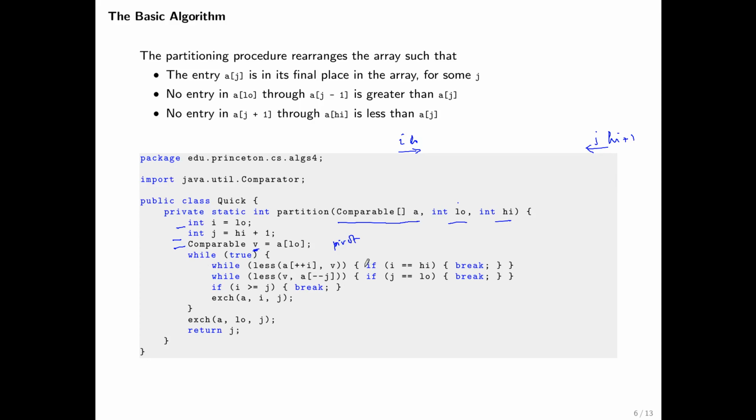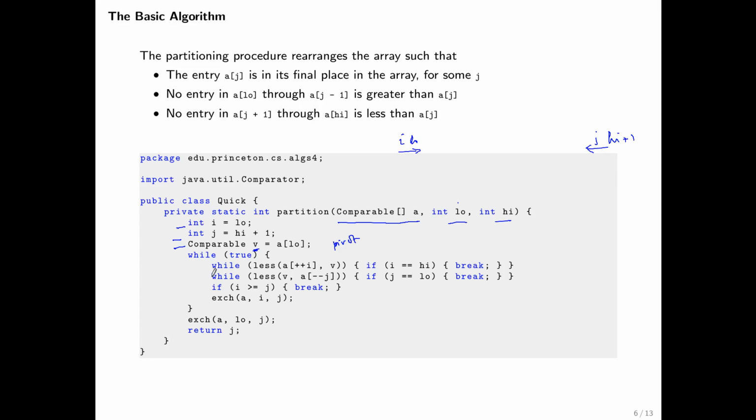And as we do that in the body, we need to check if i runs over the edge. Since we are constantly incrementing i, it's possible that i might at some point reach the value high, in which case we need to break this while loop. So that's what we have here. In this loop, we are simply going left to right and stopping when we find an element that is greater than or equal to the pivot.